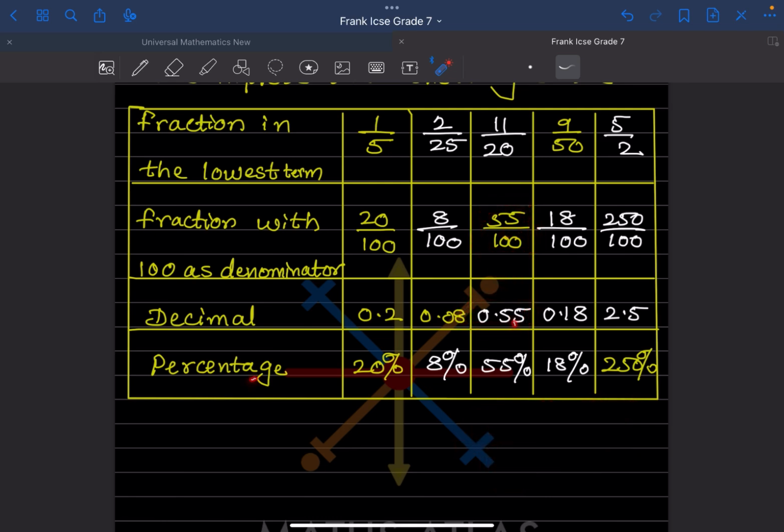So percentage means 0.55 into 100. So you will write here 55, 2 zeros. And you will go backwards by 2 numbers and put a decimal.